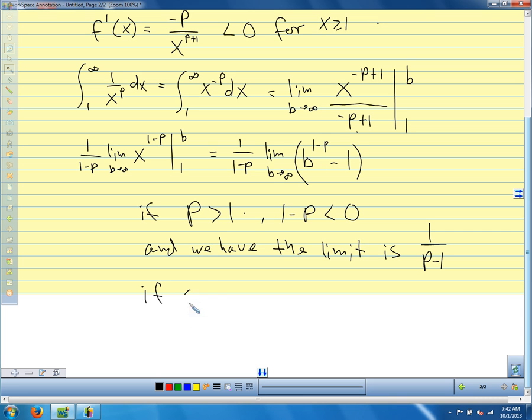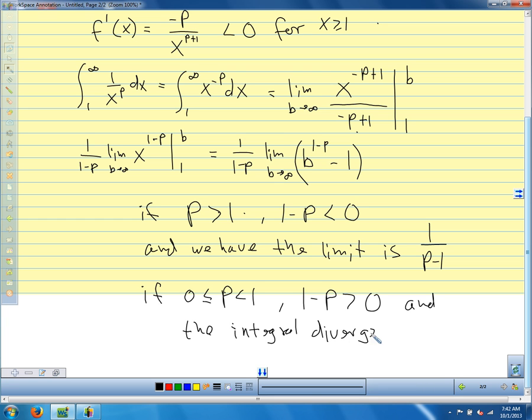And if 0 is less than p less than or equal to 1, then 1 minus p, and I'm going to say less than 1, I'm going to leave the 1 out, 1 minus p is greater than 0, and this integral diverges. So the series diverges.